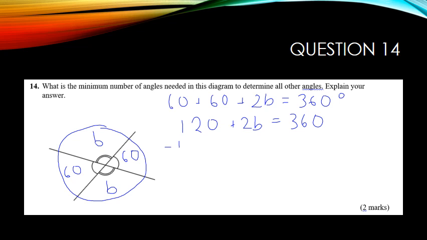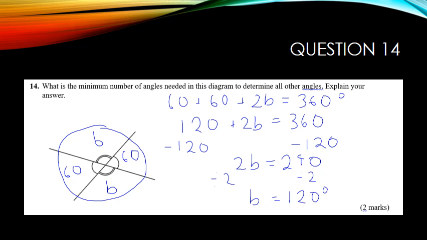Okay, so now let's rearrange. So we want to get B by itself. So let's take away 120 from both sides. So we get 2B equals, well, 360 minus 120 is 240. So we know that 2B is 240, but I just want one of them. So let's divide through by 2, and we'll get B equals 120 degrees. So as we can see, I only started with knowing one angle, and now I know all of them. So B has to be 120, and this has to be 120.